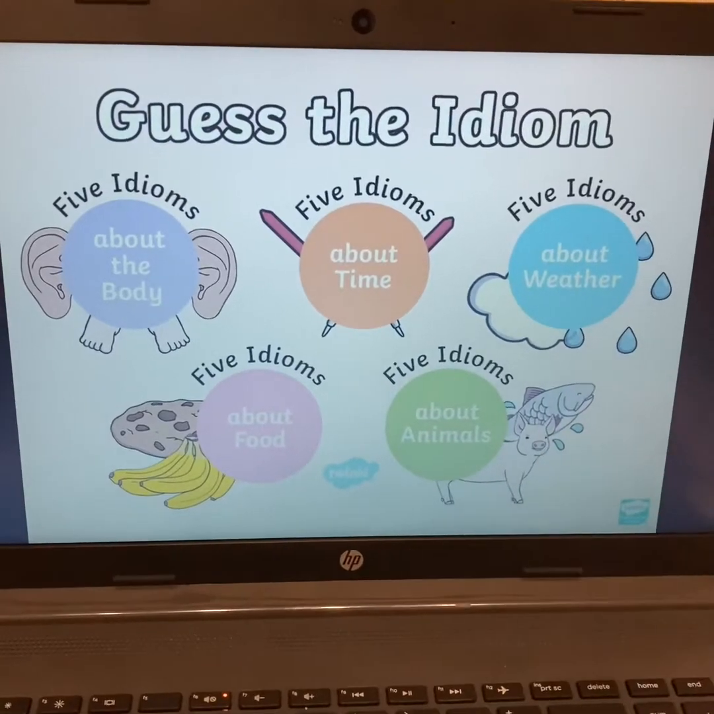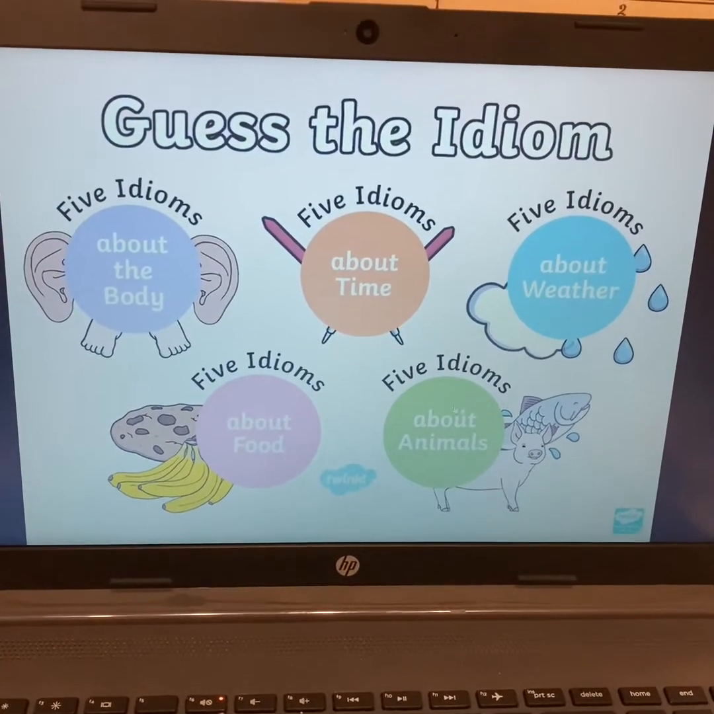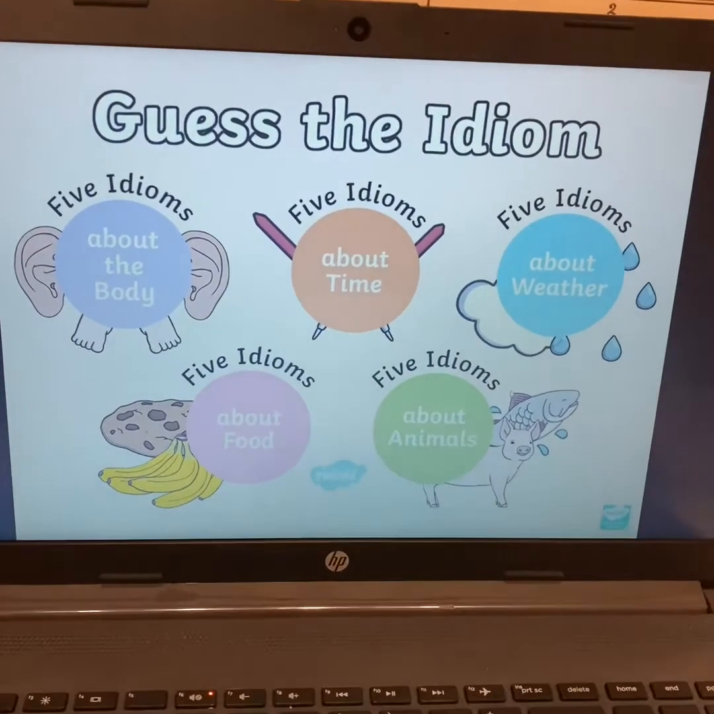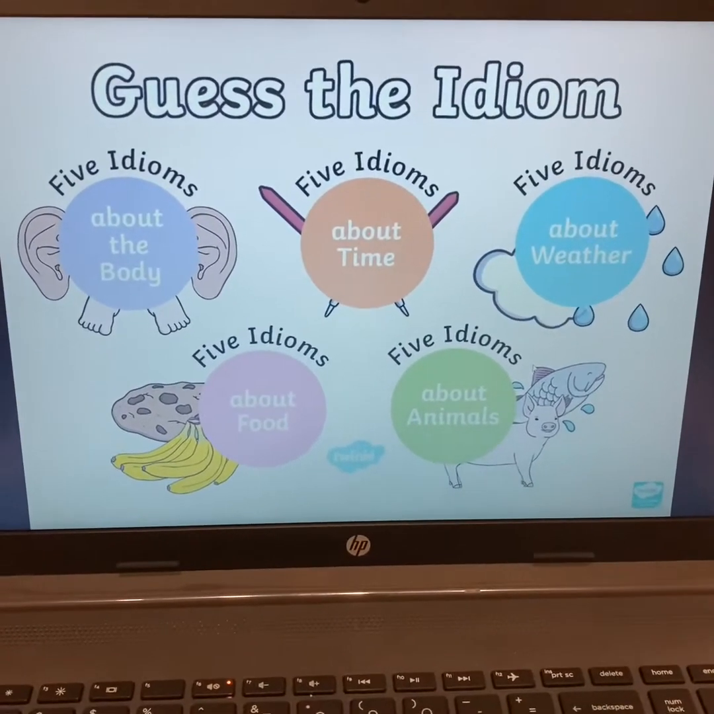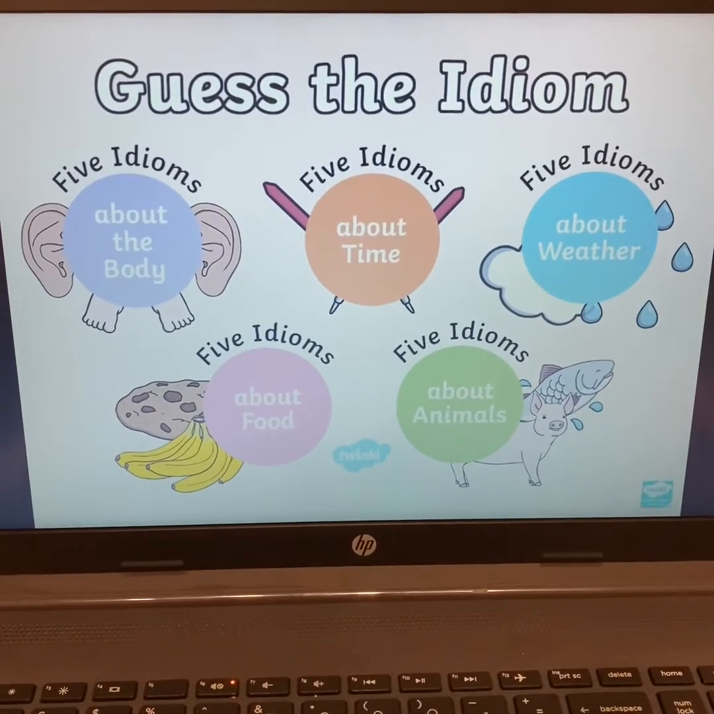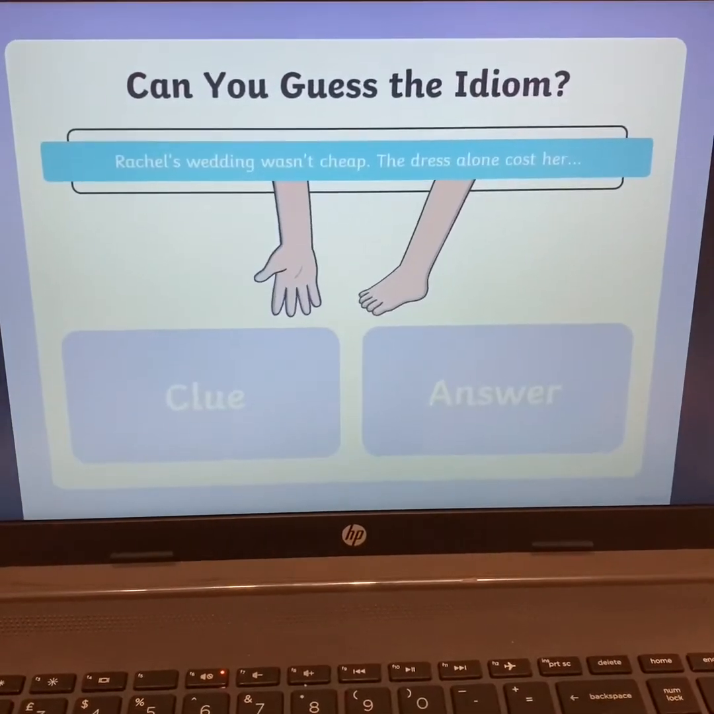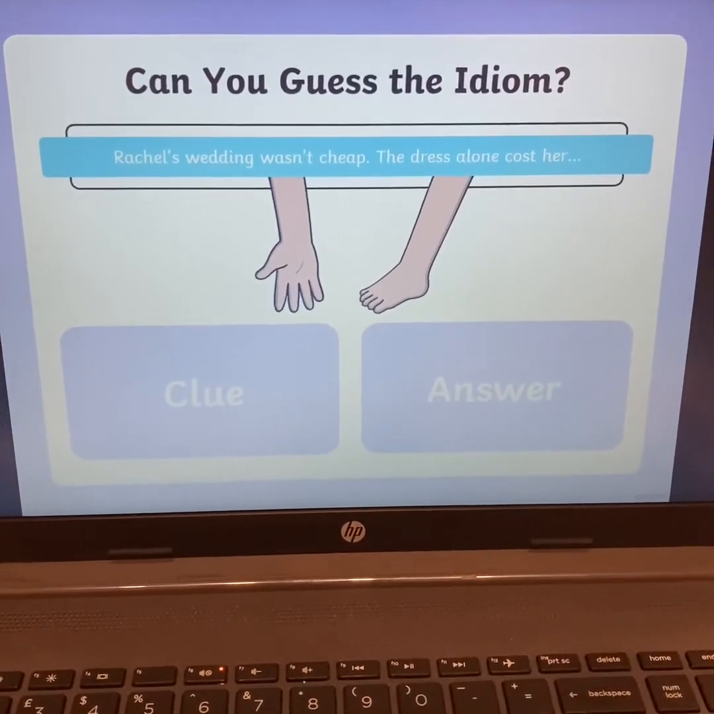Okay, guess the idiom. So there's some idioms about the body, some about time, some about weather, some about food, and some about animals. But we've not got 5 for each. I've only chosen the ones that link to what we are learning about, because these are what you're going to use in your letter. Obviously, you're not going to use all of them, but you are going to have a go at using some of them. So, can you guess the idiom?